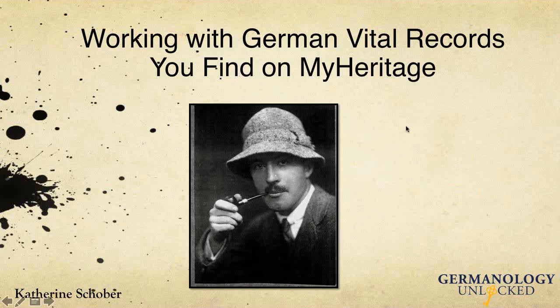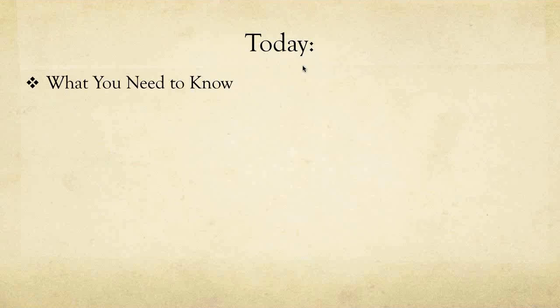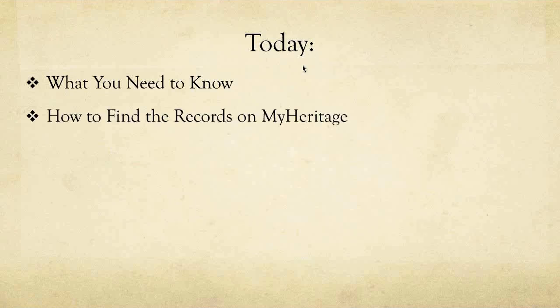So how this presentation is going to work is first, we are going to talk about what you need to know about vital records in general, some basic background information. Then we'll talk about how to find these records on MyHeritage in particular. I was playing around with this last week and I was able to find so many records for my ancestors in just a few minutes. So I'm excited to show you that.